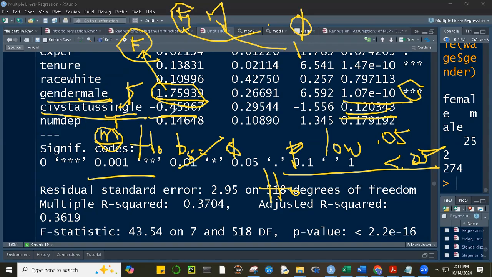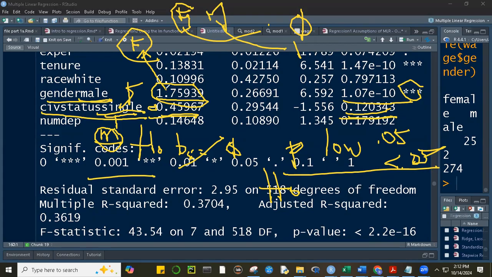So ito, how do you interpret this? Ganun din, class. On the average, single employees tend to receive, on the average, $0.46 less. Less, class, kasi negative to, no? Less than their married counterparts, ceteris paribus. So you're now interpreting this class, itong factor na to, itong dummy variable na to, in relation to your benchmark. Lagi kang babalik doon. Sino ba yung benchmark?